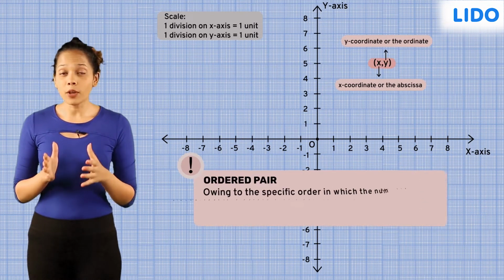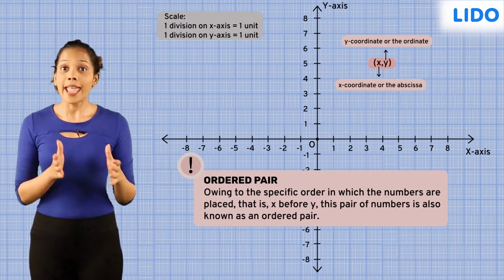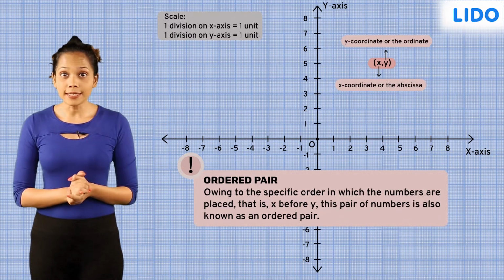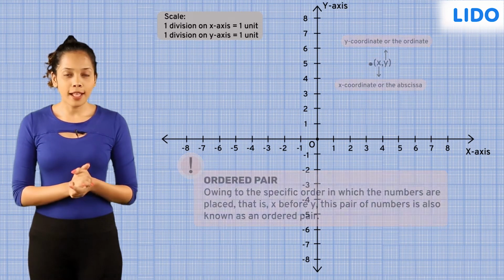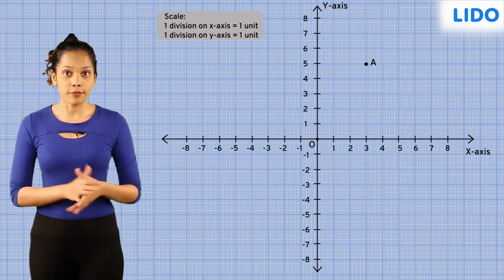Owing to the specific order in which the numbers are placed, that is, x before y, this pair of numbers is known as an ordered pair. Consider the position of aircraft A as shown in the graph.